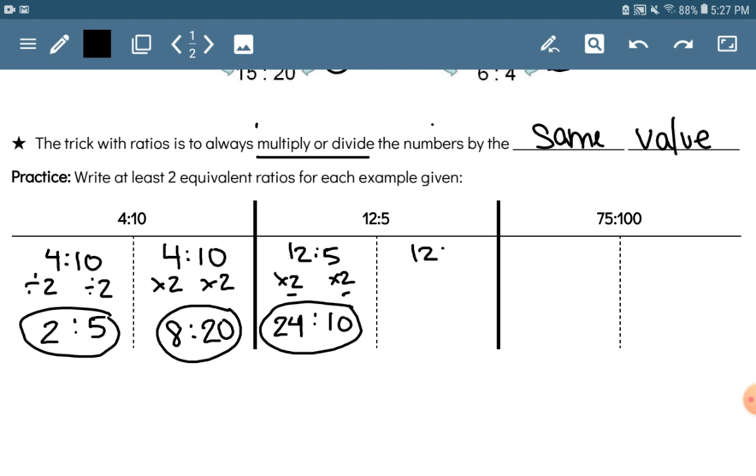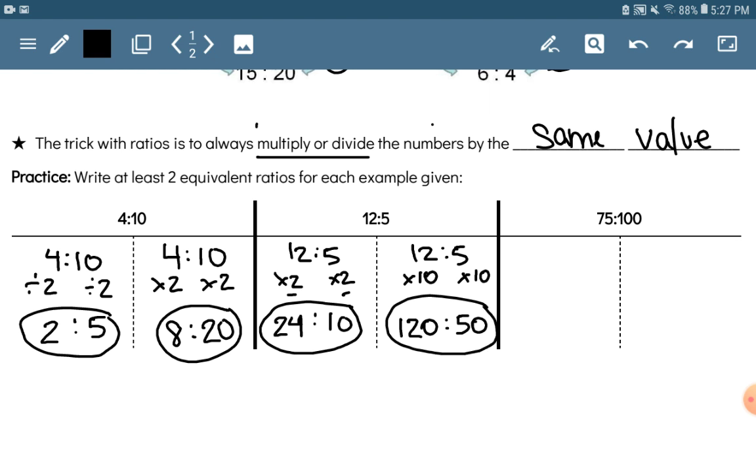I've already talked about how these cannot be divided by the same number. So to pick a second equivalent ratio, I just need to choose another number to multiply by. Make it easy on yourself. I know my 2's really well. I also know my 10's really well. So I'm going to multiply by 10 on both sides. 12 times 10 is 120. 5 times 10 is 50. This is also an equivalent ratio.